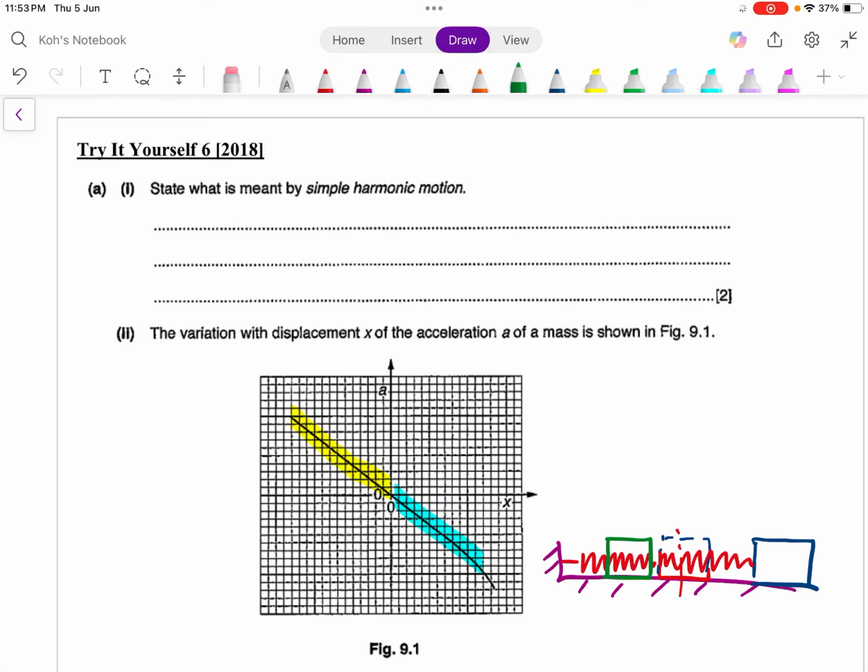Alright, so let's go through the Trial 6 2018. State what is meant by SHM. This one is quite simple. It just means that acceleration is directly proportional to displacement, and of course acceleration and displacement are always opposite in direction. So that is the first part.